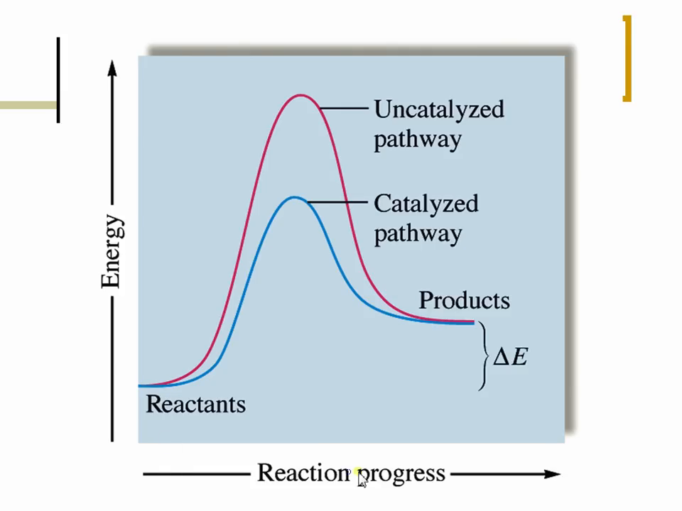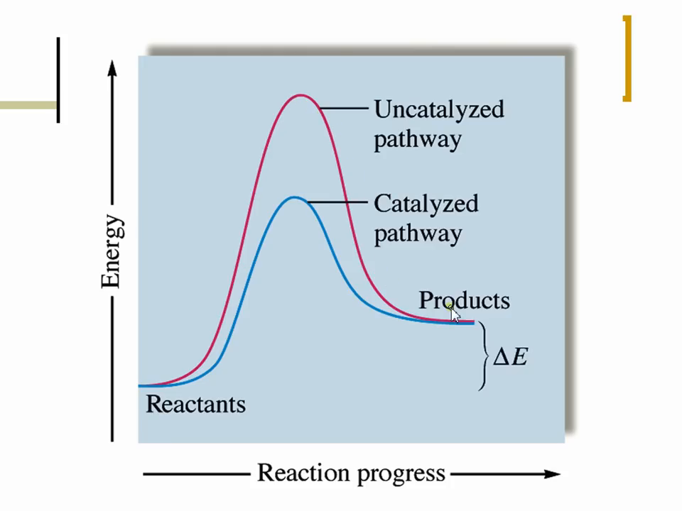Here we have the reaction progress. As the reaction proceeds, we always begin with reactants and eventually form products. The y-axis is the amount of energy needed for the reaction. Here we have a reactant with a certain amount of energy, and after the reaction has proceeded, it has gained some energy in the process. The red line is when the reaction is uncatalyzed. You see here, it takes a lot of energy for this reaction to proceed.